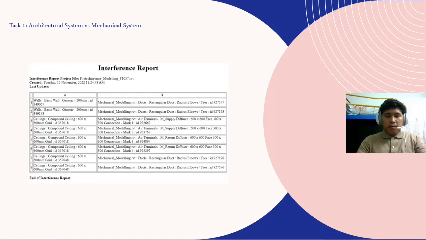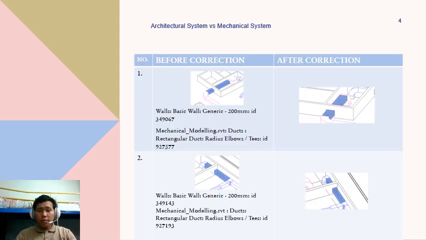After completing the interference checking for task 1, architecture system versus mechanical system, the interference report shows that I have eight problems that I need to solve. On the left is before correction and on the right is after correction. Problems number 1 and 2 are the same but their IDs are different. The problem is the rectangular duct has conflict with the basic wall. To solve this problem, I just make an opening in the wall.